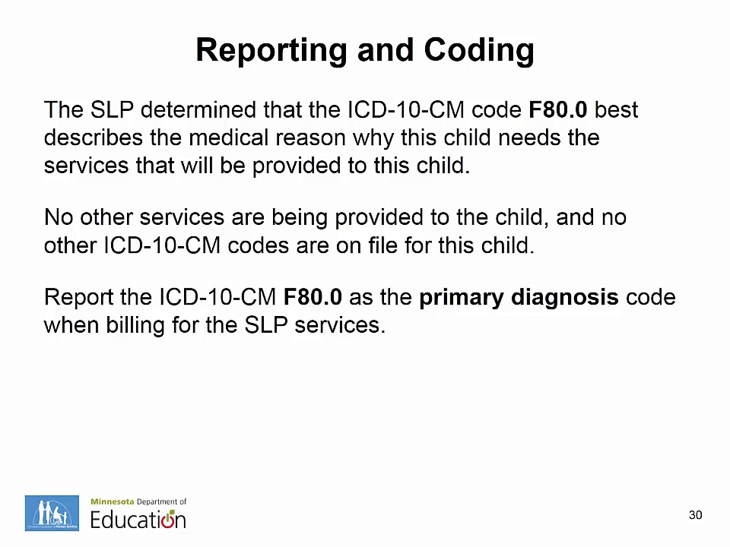Going back to the scenario, the speech-language pathologist determines that the ICD-10-CM code F80.0 best describes the medical reason why this child needs the services that will be provided. No other services are being provided to the child, and no other ICD-10-CM codes are on file for this child, so the speech-language pathologist will report the ICD-10-CM F80.0 code as the primary diagnosis code when billing for the speech-language services. Just so you know, when your billers go out to put this code in, they will not be able to use the decimal point. Because of the way the computers talk to each other, that decimal point cannot be in there, so you will see the code from the scenario come up as F800.